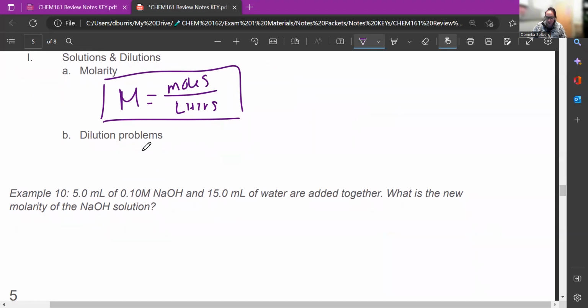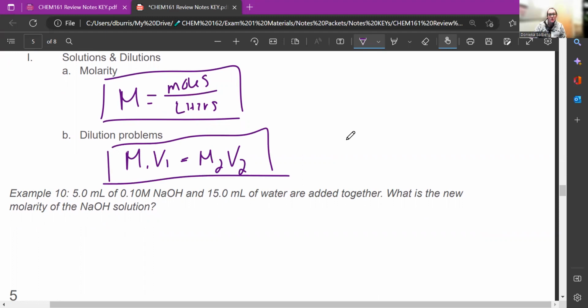Also, anytime you are doing a dilution problem, hopefully you remember the M1V1 equals M2V2. Anytime you are diluting something, you can use this equation. If I'm changing the concentration, I'm not doing a reaction or anything, I can use M1V1 equals M2V2. So why don't you go ahead and try example number 10, and then I will get into the stoichiometry part.